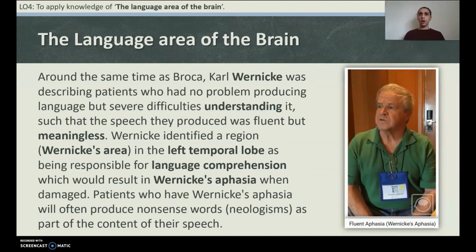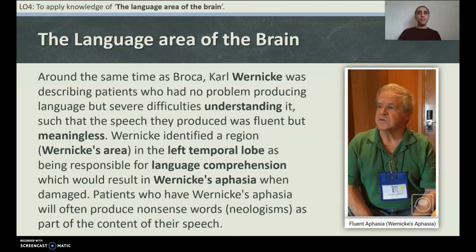And now there's another area we're learning about. Around the same time as Broca, Carl Wernicke was describing patients who had no problem producing language. So that's different to Broca's aphasia. Broca's aphasia had problems with producing language, whereas Wernicke's aphasia, as we'll find out it's called, described patients who had no problem producing language, but severe difficulties understanding it. So with Broca's aphasia, they could understand people talking to them, but they had lots of difficulties speaking themselves. But with Wernicke's aphasia, they have difficulties understanding it, but no problem talking themselves.